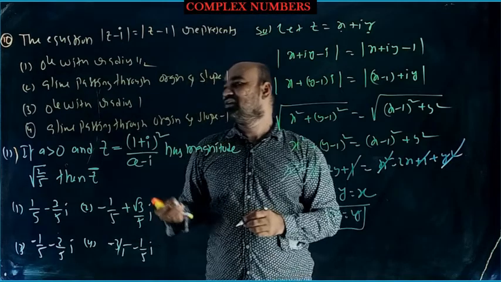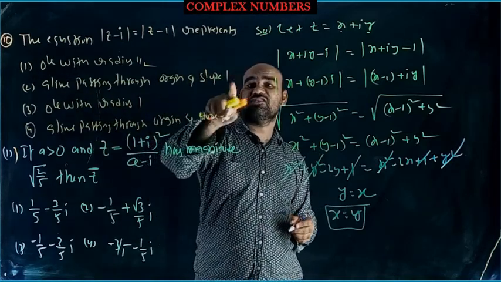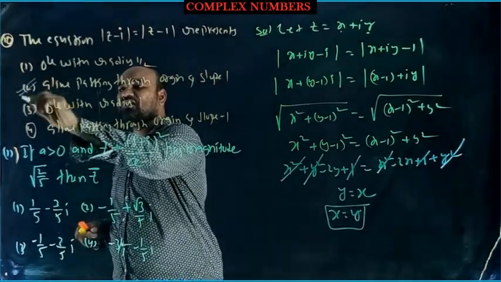So that's why it is a straight line passing through the origin and having slope 1. So I can take 2 as the answer for the problem.